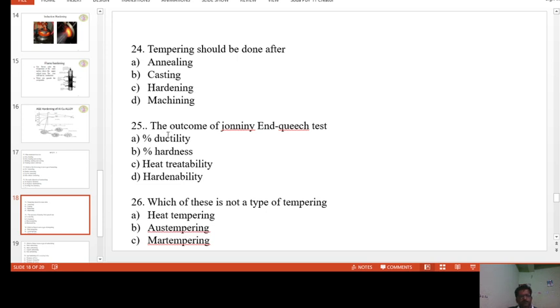And then the other one is, the outcome of the Jominy end quench test is what? Percentage of ductility, percentage of hardness, heat treatability, hardenability. So it is the hardenability. By this test, it is possible to quantify the ability of the material to undergo hardening. Which of these is not a type of tempering? Heat tempering, austempering, and martempering. There is no term like heat tempering. So the answer is A.